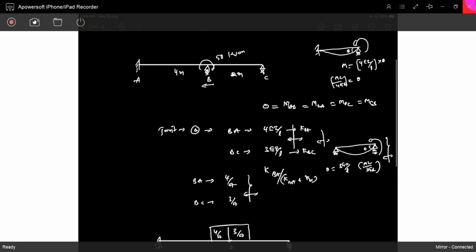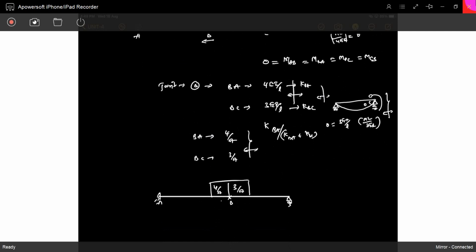So total amount of force is what? 50. What is the total amount of moment? Total amount of moment at B is 50. Is it 50, na? So you can write it.